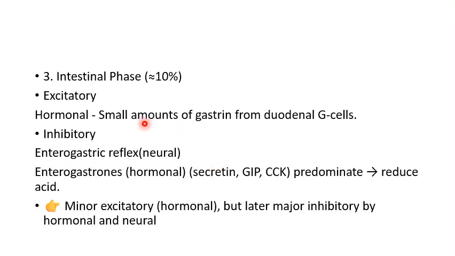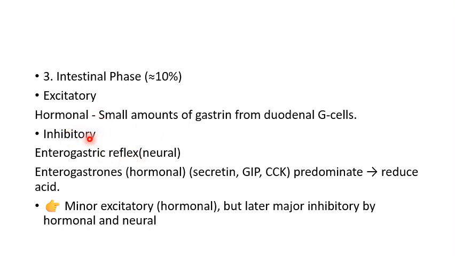The last phase is the intestinal phase. It constitutes 10% of the gastric secretion. So that is the excitatory part, where the protein digested products or the acid chyme, when it enters the intestine, stimulates the duodenal G cells to secrete gastrin. And as I told you, gastrin acts on the parietal cell on its receptors and stimulates the HCl secretion. So this is hormonal. Excitatory is purely hormonal.